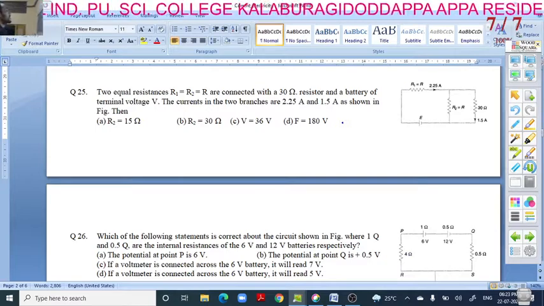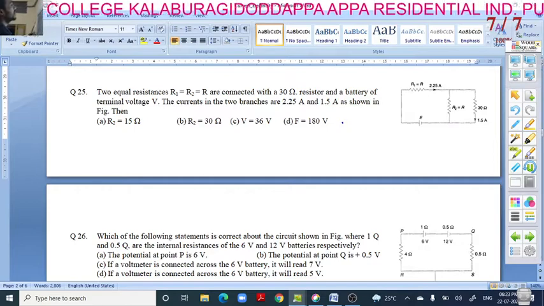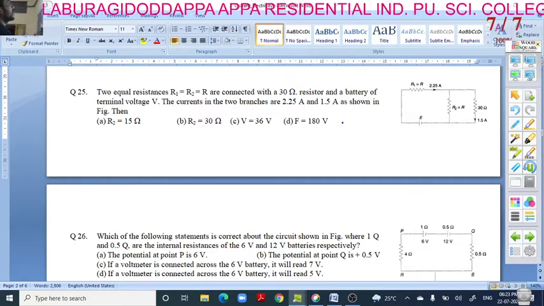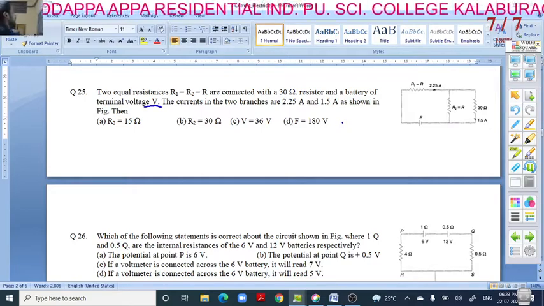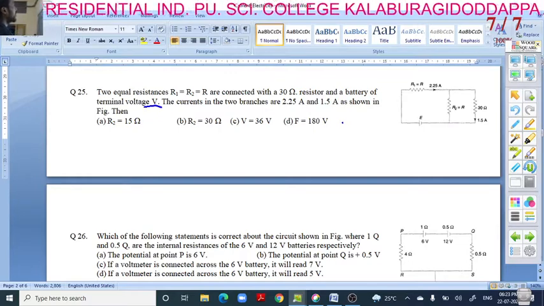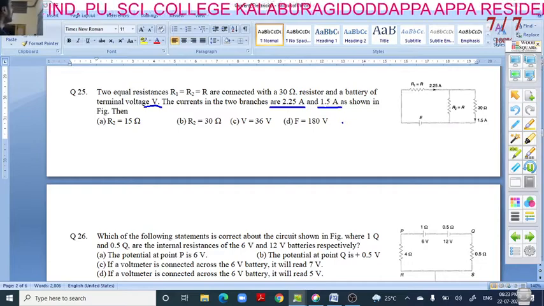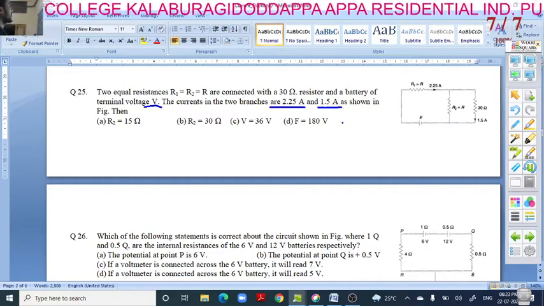Two equal resistances, R1 is equal to R2 is equal to R, are connected with a 30 ohm resistor and a battery of terminal voltage V. The currents in the two branches are 2.25 and 1.5 as shown in the figure. Then what is the resistance?